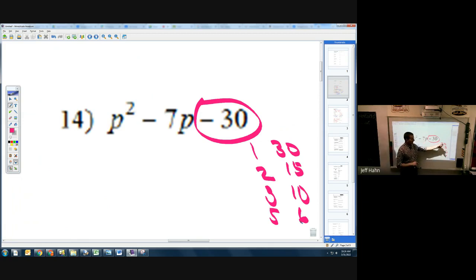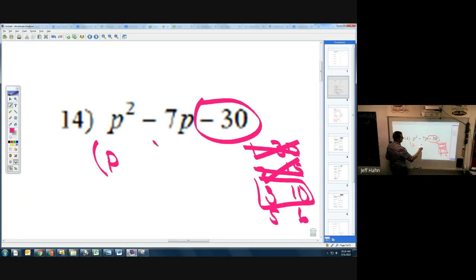If I add this, I get 31. If I subtract it, I get 29. No can do. This can't be one of the answers. If I add these together, I get 13. If I subtract them, I get 13. No. I add them, I get 17. I subtract them, I get 13. No can do. Add these together, maybe I get 13, but if I subtract them, I get 7. So it has to be this pair of factors.